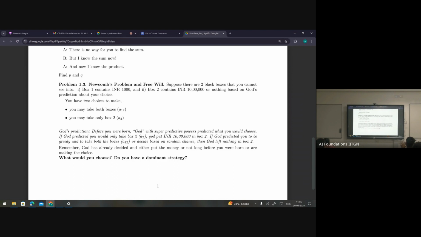Actually, God's prediction is not known to a person. God's prediction is dependent on your choice. What's the nature of God's choice? Anything, anytime, except probably the fact that we have picked with probability 1.